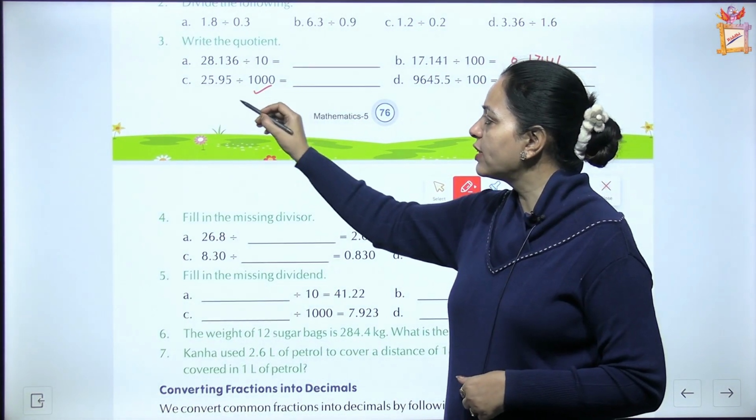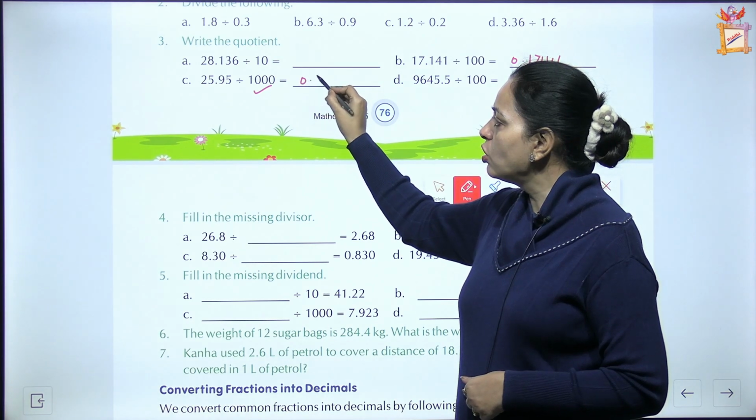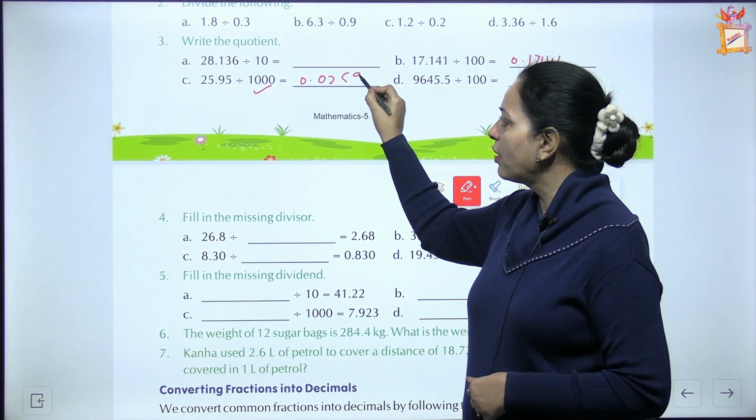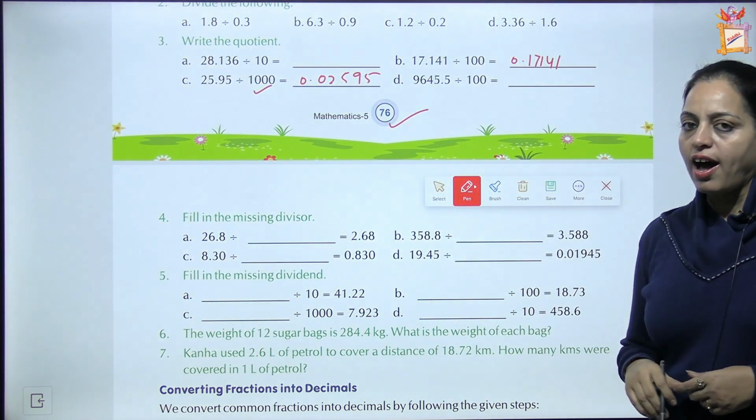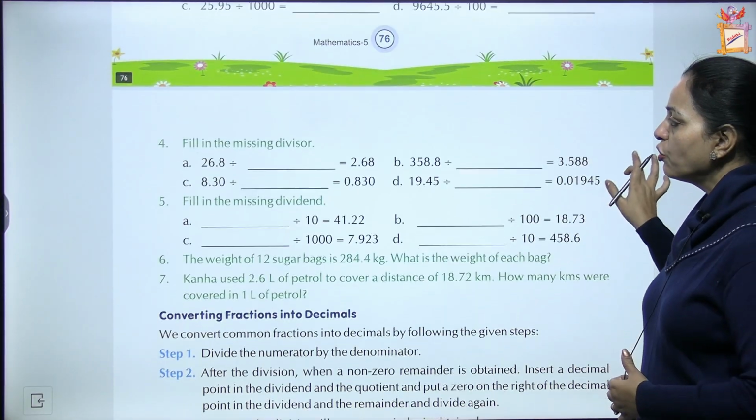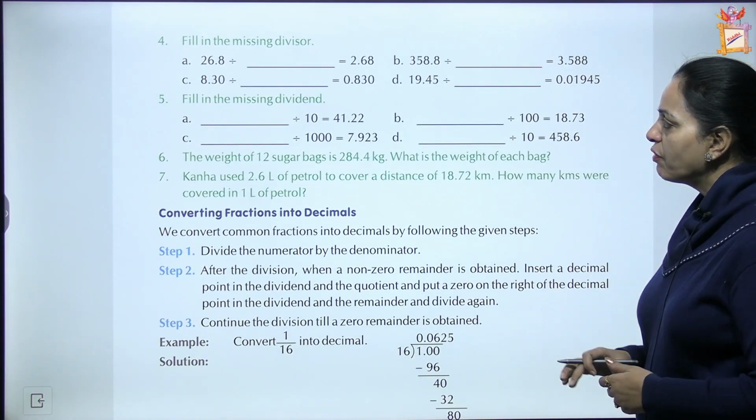Decimal is shifting towards left by 3 places. So 0.02595. This is the answer, right? I hope this is clear to you. Now the fourth one, fill the missing divisor.